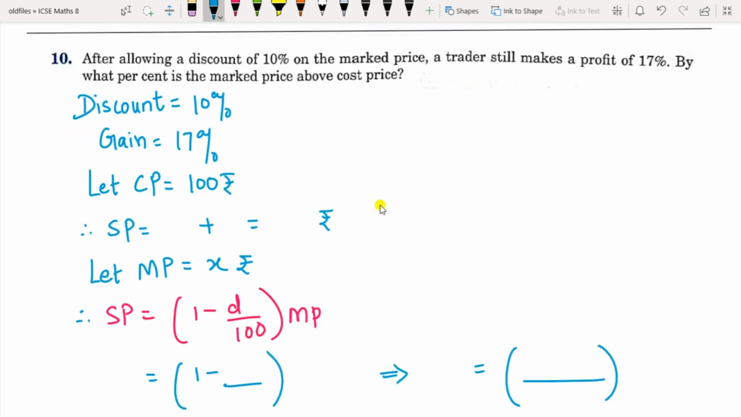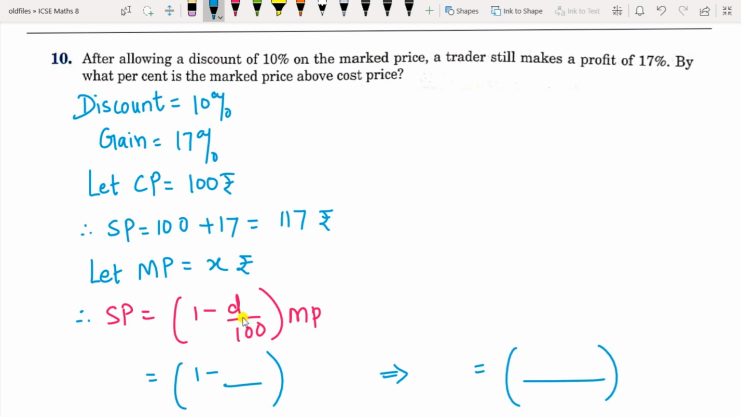Tenth question here is, after allowing a discount of 10% on MP, a trader still makes a profit of 17%. By what percent is mark price above cost price? Now it is somewhat different than the earlier question. Here cost price has not been given. So we have to guess cost price as 100 here and discount and gain percent has been given. So if we are guessing CP as 100 and if gain percent is 17%, so selling price will become 100 plus 17, that is 117 rupees is your selling price.